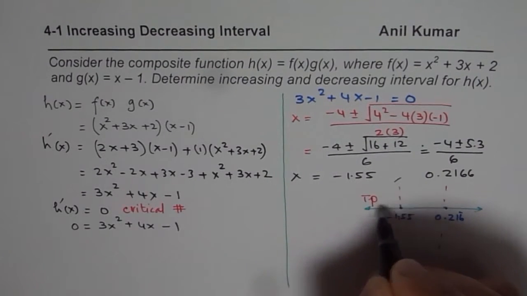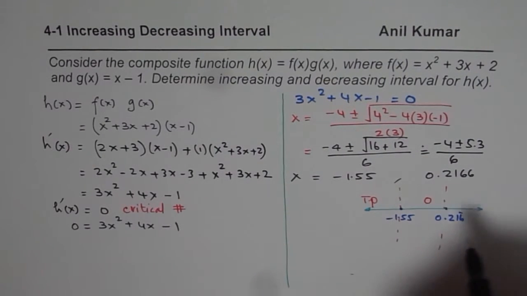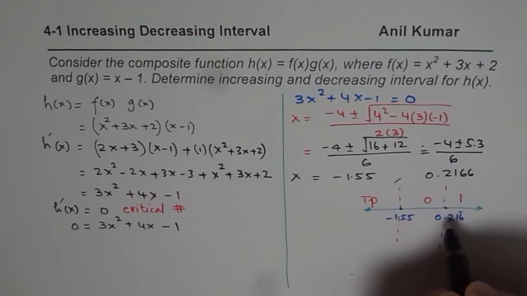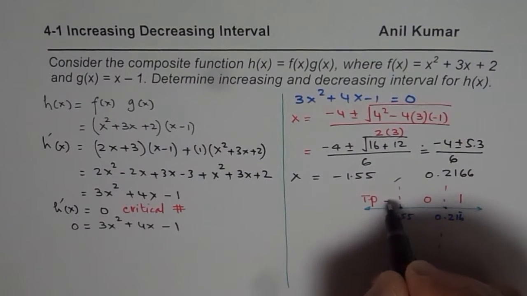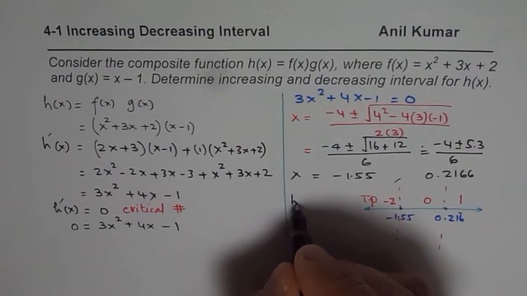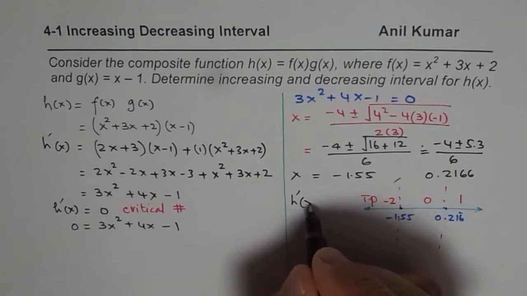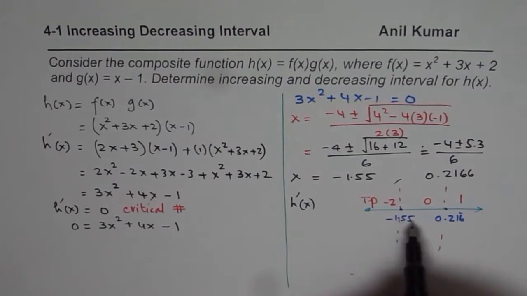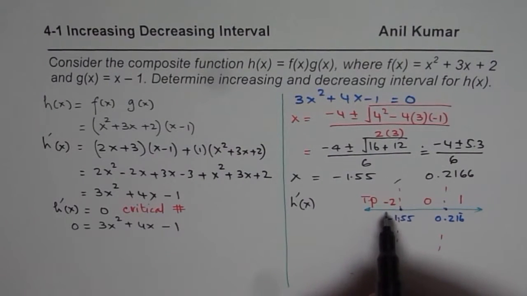So test points could be 0 in this. Greater than that, 0.2 is 1. Less than this could be minus 2. And what we will see is what happens to h prime x at these values. We have to just check the sign, right? Whether it is negative or positive.